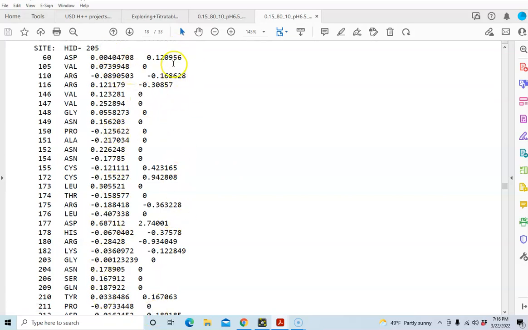Remember, these are the non-titratable groups. So if you look over here, you can see that there are a lot of zeros. If you look at valine and glycine and asparagine and proline, those aren't titratable groups. So they might have electronic or other kinds of effects, but they're not going to have any kinds of charge effects because they're not titratable.